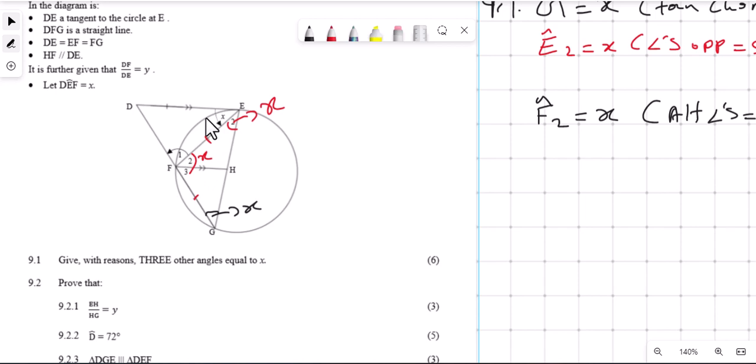Any idea? This is grade 12 now. We're done with grade 11 and senior phase. Maybe we can use proportionality. The proportionality theorem. Yes, that's what we're getting into. That's grade 12 now. Let's go.